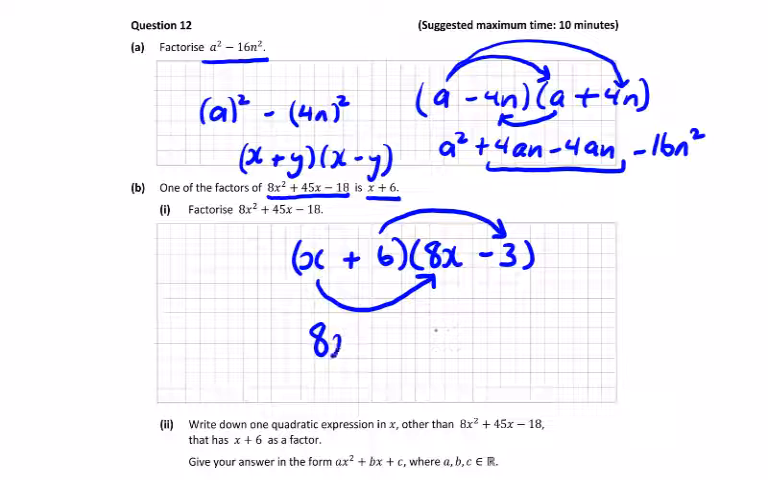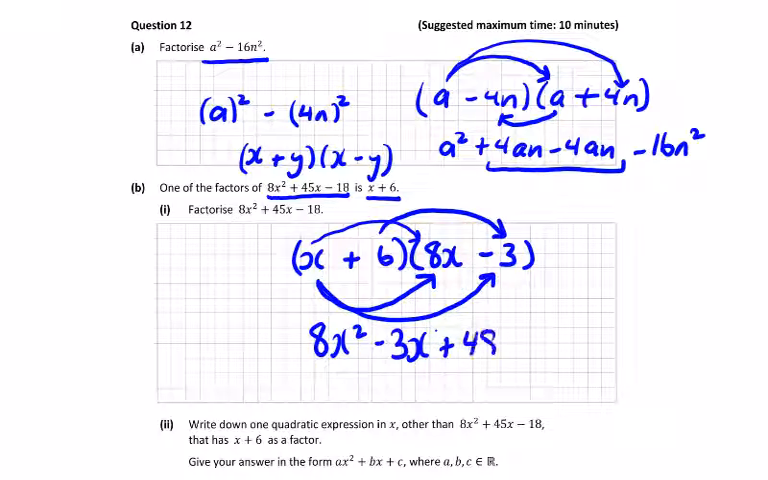So we would have 8x squared with the first term, x by 8x. X by minus 3 is minus 3x. This one by this one. Then we have 6 by 8x, which is plus 48x. And we've already done 6 by minus 3, minus 18. So you can see the middle two terms are 45x, which is what we have up here.